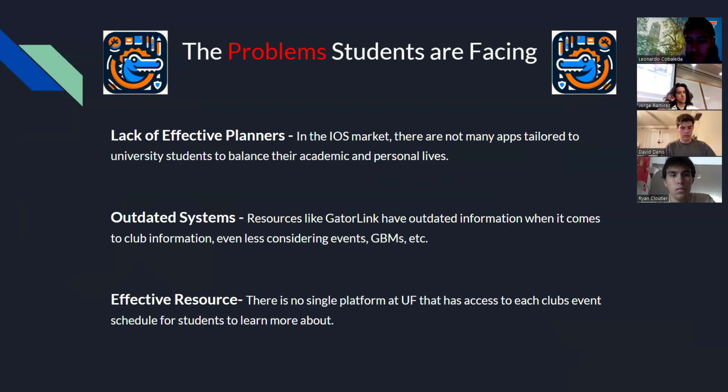One of the biggest things at UF is that we have an outdated resource called GatorLink, which essentially has all the clubs and all the leadership positions. But the thing is, it doesn't have any access to the club informations and like when their events are and different things like that. So the only way to really access that is through Instagram and looking through all the clubs. So we provided a way to have a single platform, because that's another issue, a single platform where each club gets to access the schedules of each other club.